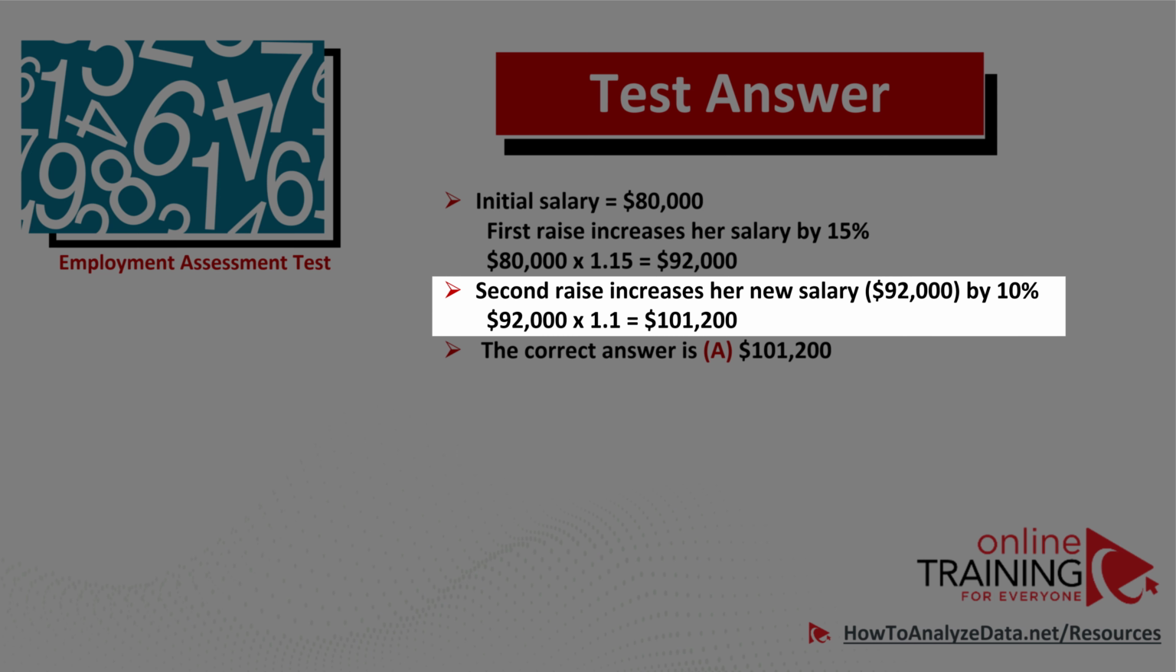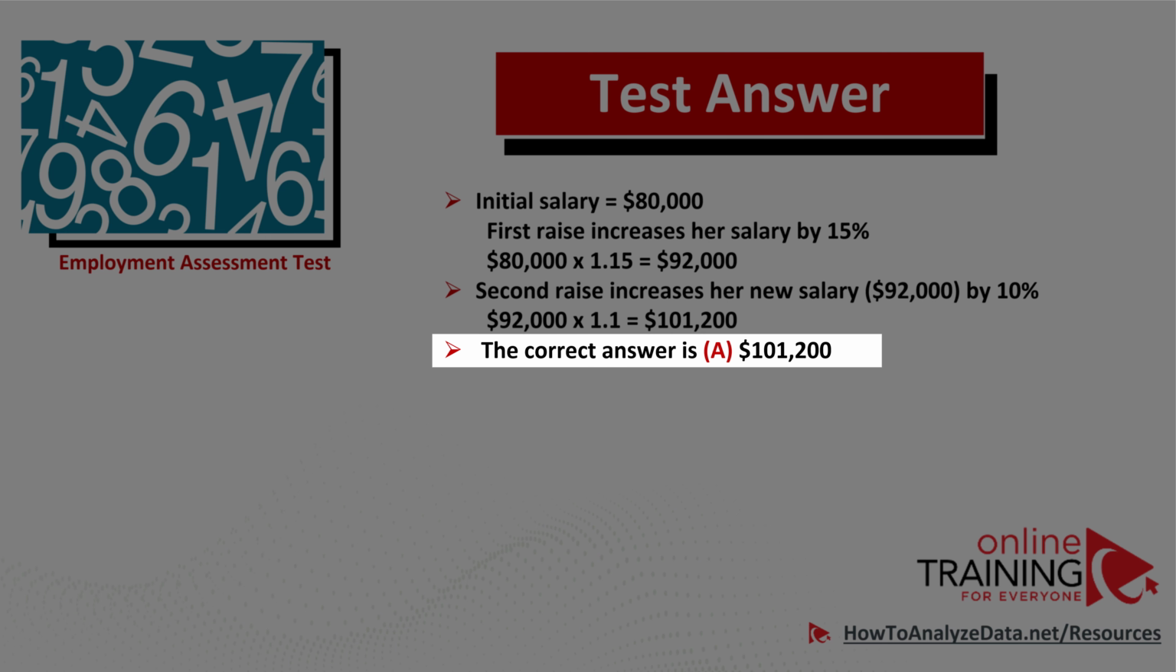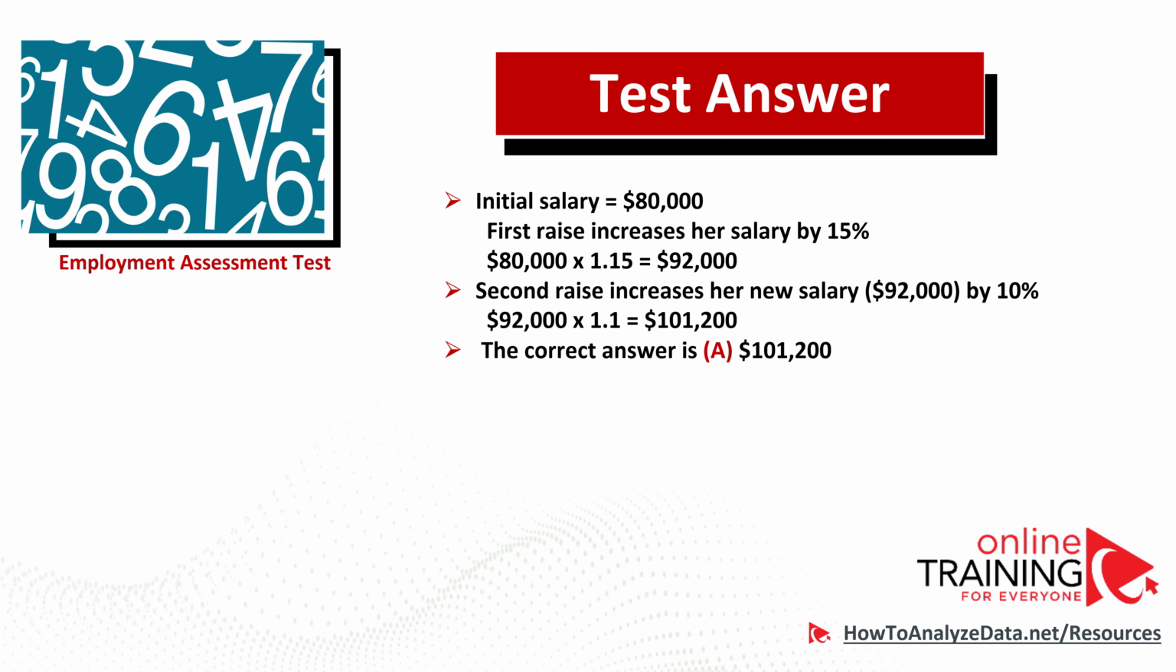The second raise increased her salary by another 10%, which would be the equivalent of $92,000 multiplied by 1.10, which would equal $101,200. So the correct answer here is choice A, $101,200. Hopefully you've nailed this question and now know how to solve these types of challenges on the test.